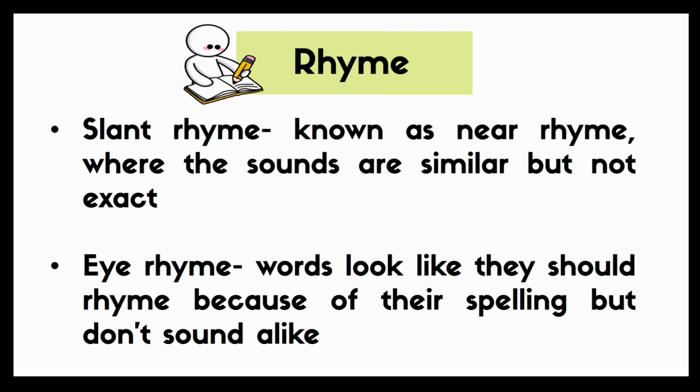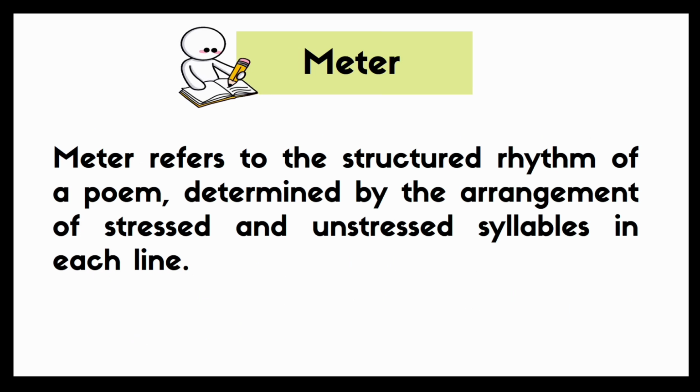The next structure element of poetry is meter. Meter refers to the structured rhythm of a poem determined by the arrangement of stressed and unstressed syllables in each line.